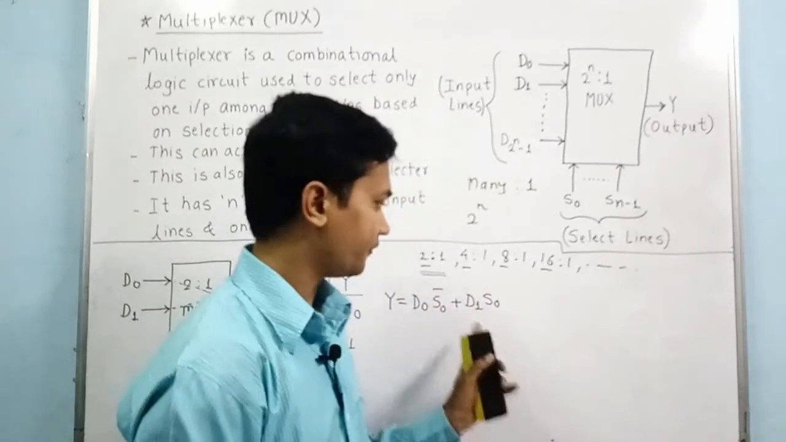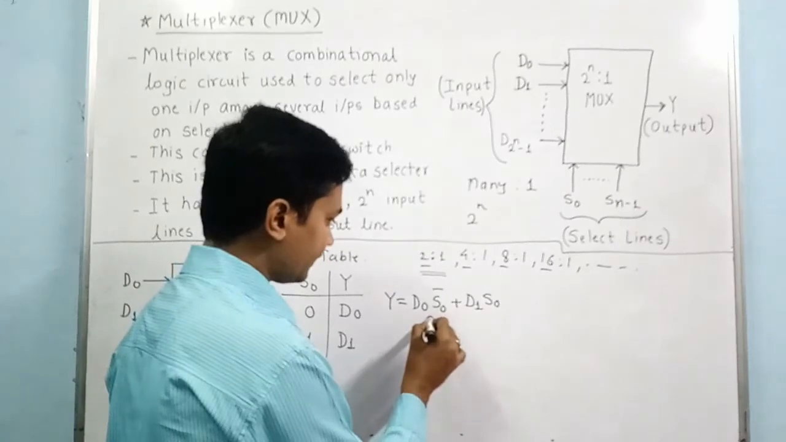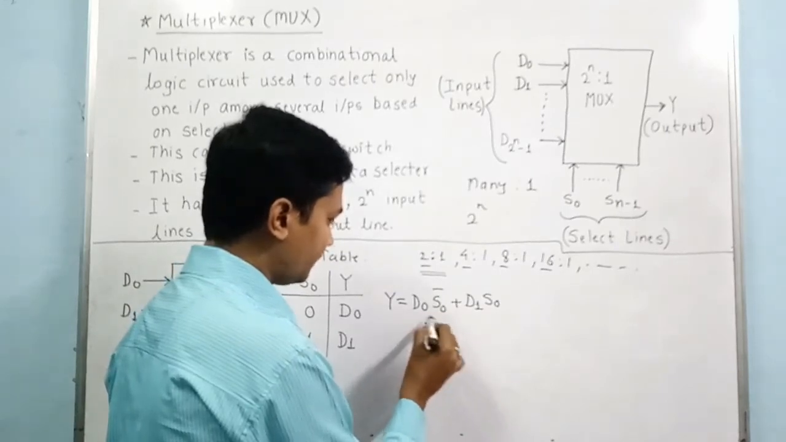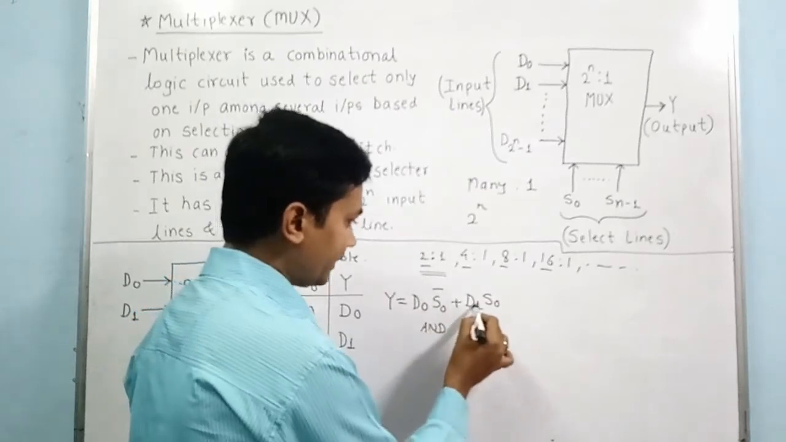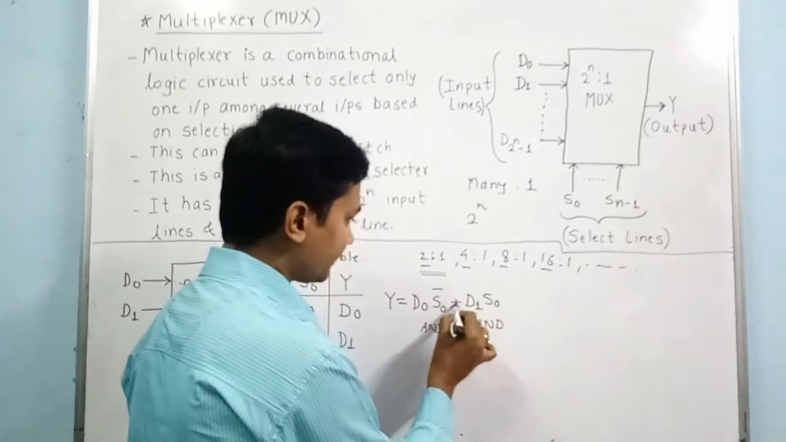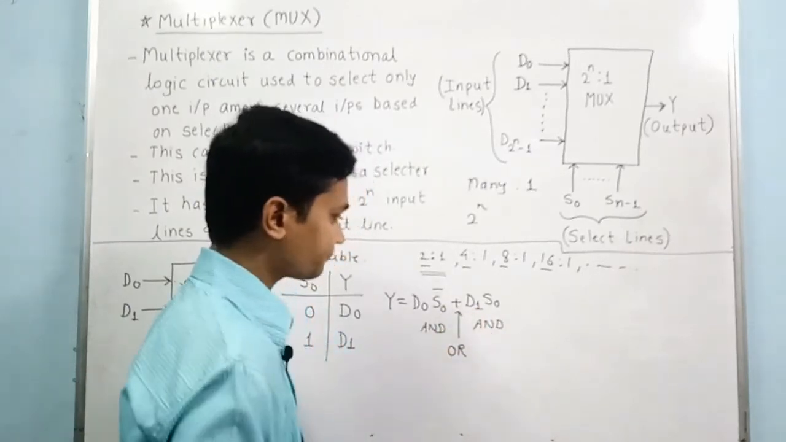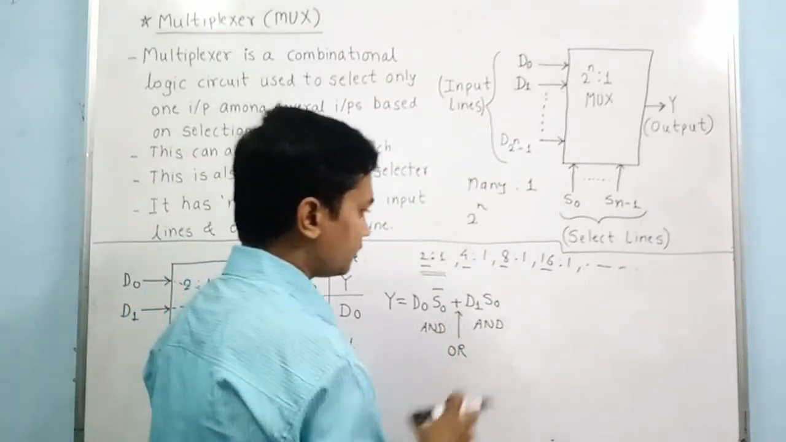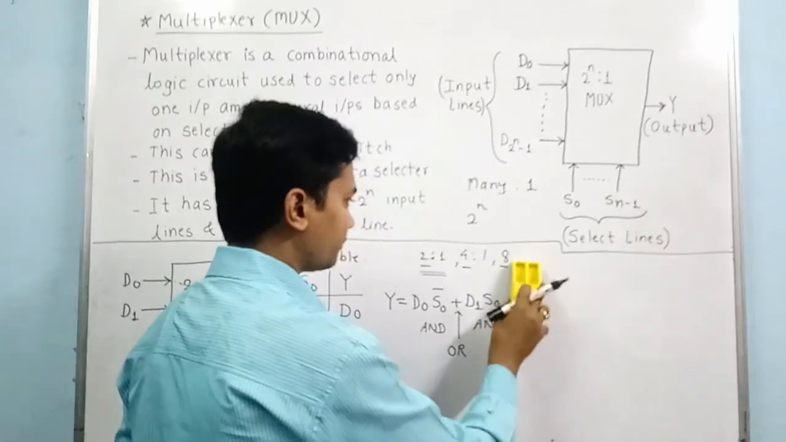Now we have to implement this equation so that we can get the exact implementation of it. So to implement D0 into S0 bar, we require one AND gate. To implement D1 into S0, we require one more AND gate, and for this addition purpose we require an OR gate. Now we will implement this SOP form equation.